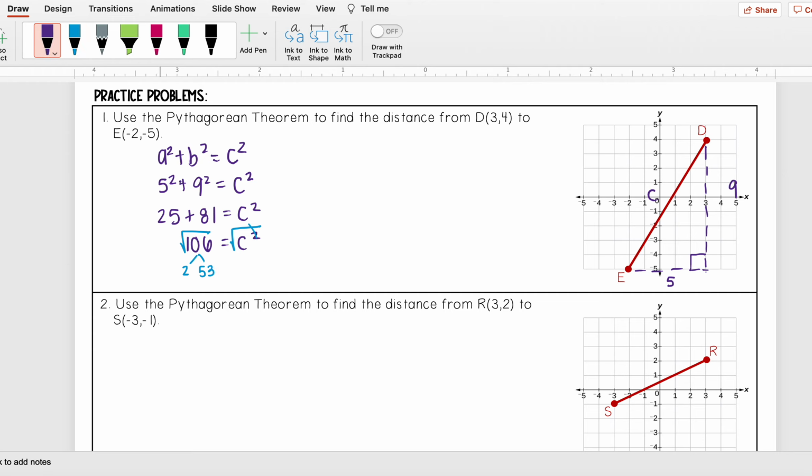So that means that my c equals the square root of 106 is actually in its simplified radical form. And so that means that the distance from D to E, or in other words, the length of DE, is equal to the square root of 106.